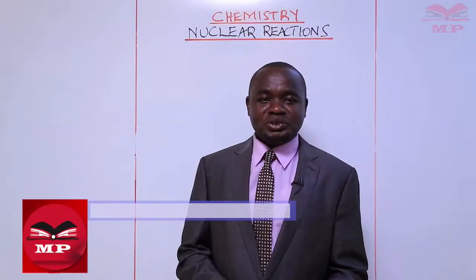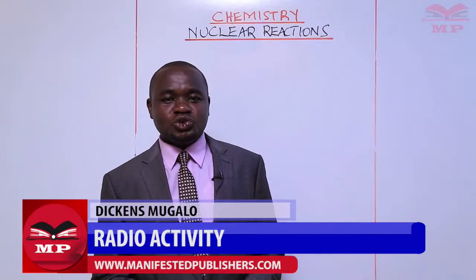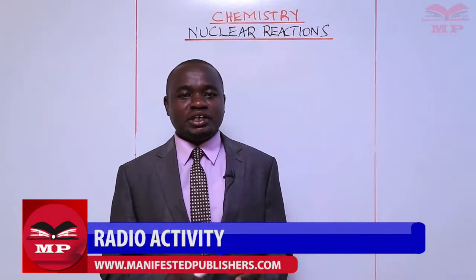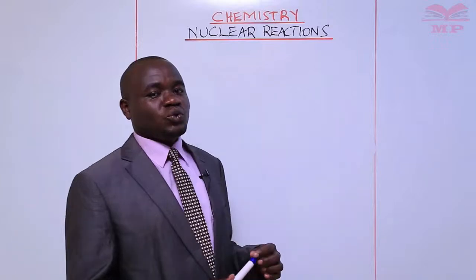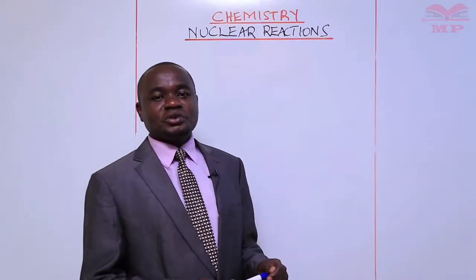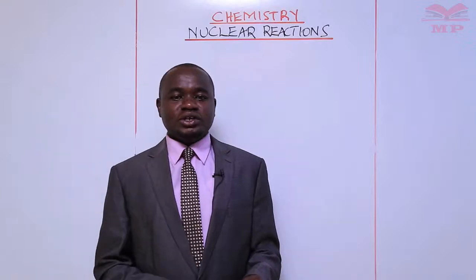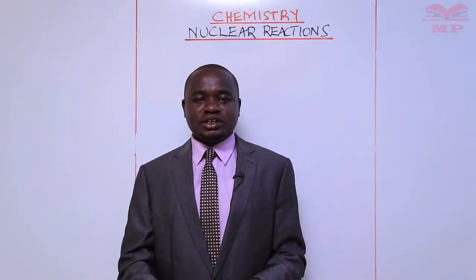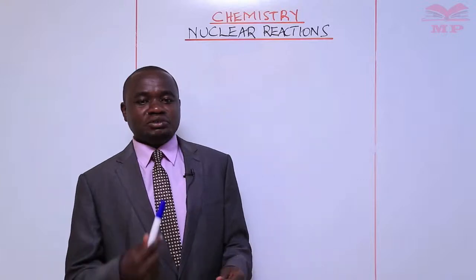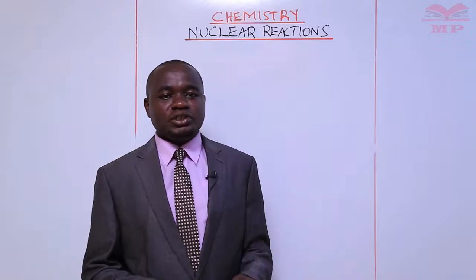Hi my dear student, hope you are doing good, and I want to take this opportunity to welcome you to this lesson. We are talking about radioactivity, and in this lesson we want to look at nuclear reactions. Remember, in the earlier lesson we were able to see that when a particle is undergoing radioactivity, it emits three types of radiations, namely alpha, beta, and gamma ray.